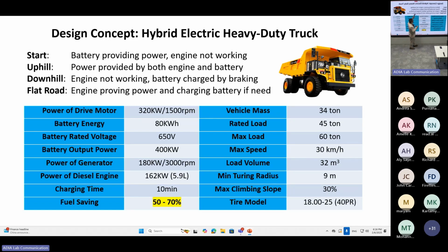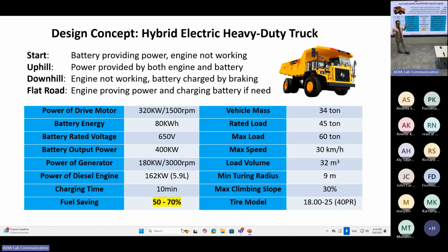Engine not working when downhill, battery charged by the braking; we were able to recover more than 95% of the energy. And on flat road, the engine provides power and charges the battery if needed. I won't go into detail. Basically, we made the 100 ton design. And the final solution is we're able to save the fuel cost by 50 to 70%, depending on the working conditions.